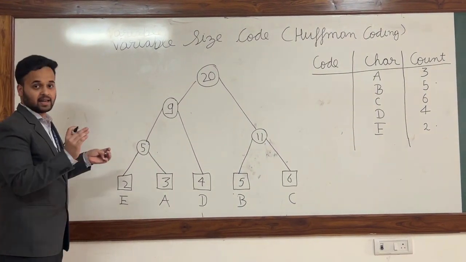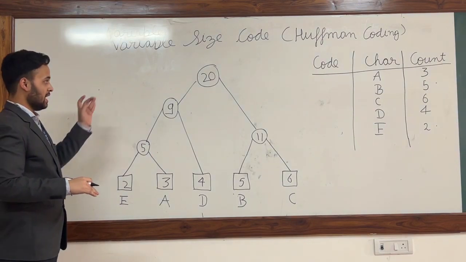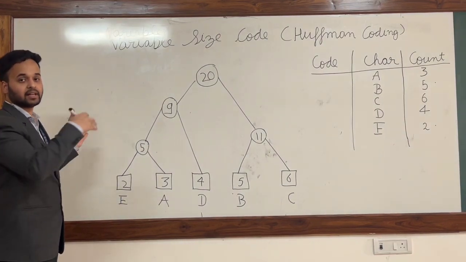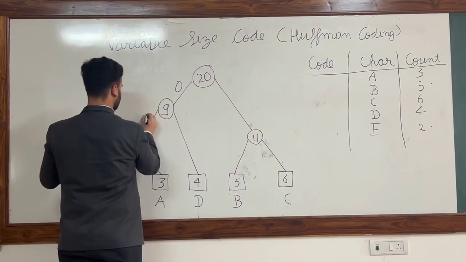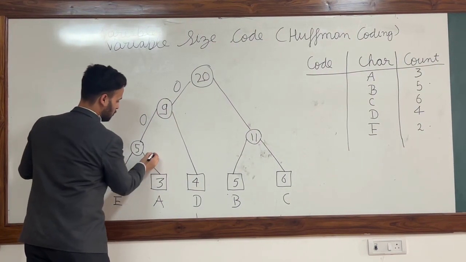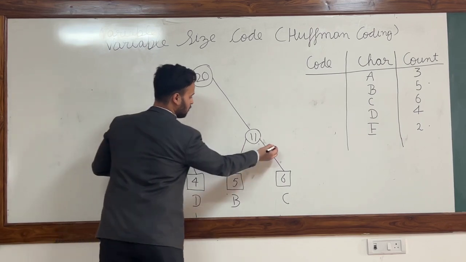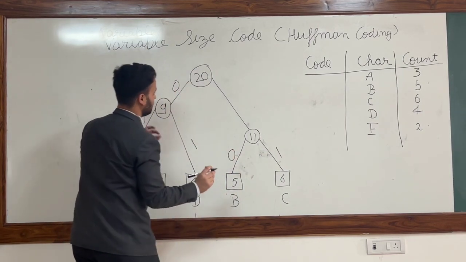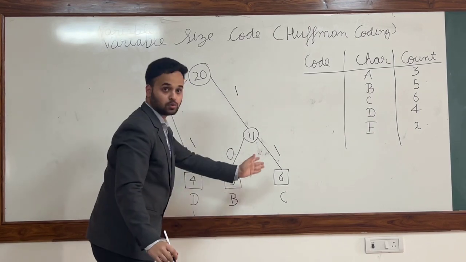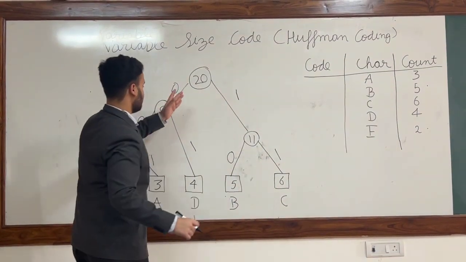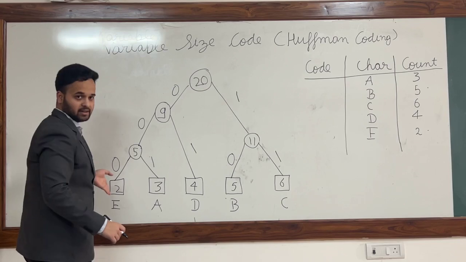Now we will assign the code to it. For the left hand side we will assign 0 and for the right hand side we will assign 1. So 0, 0, 0, 1, 1, 1, 0. What we have done is we have assigned 1 to our right hand characters and 0 to our left hand side.